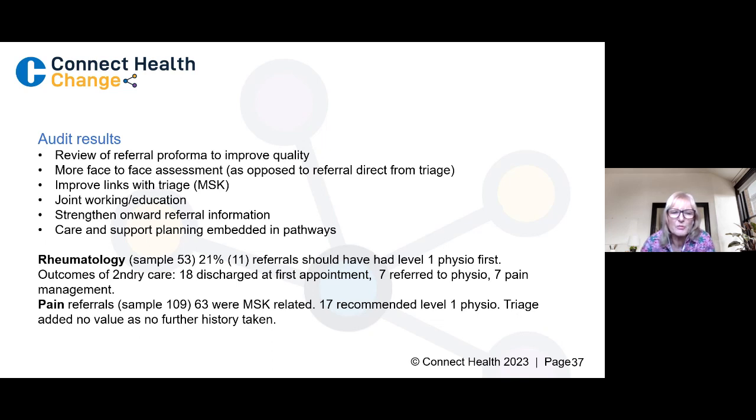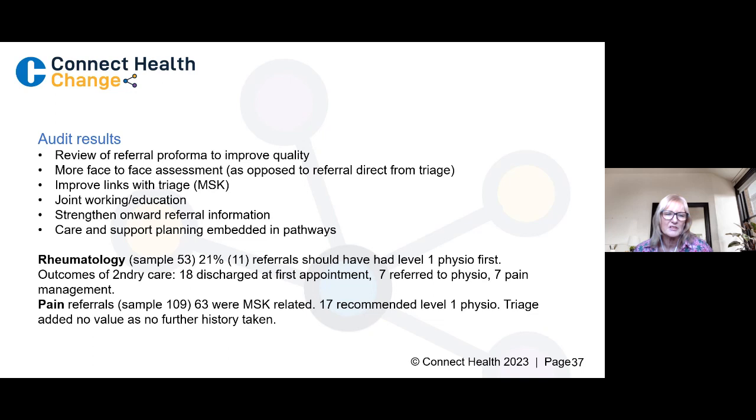So the audit was done by some of the MSK providers, physios in the community, and also by some of the secondary care staff. So it was a joint audit. They recommended, which is fairly obvious, I think, really, that they should do some more joint working and education, and they should also strengthen their onward referral information.